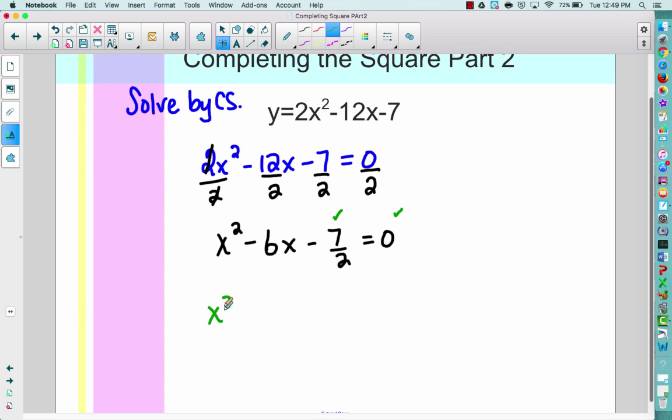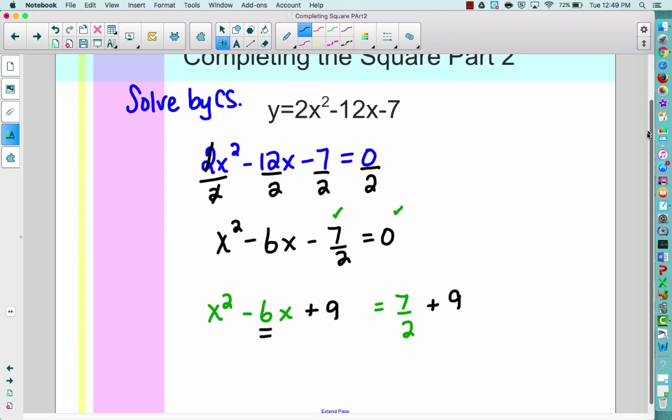So we're going to do x squared minus 6x. We're going to leave some room. We're going to add 7 halves to the other side. And so here's what we get. Now we're ready to complete the square. So to complete the square, remember we take half of 6, which is 3, or negative 3. We square it, which means 9. 3 squared is 9. Whatever we do to one side, we have to do to the other side.